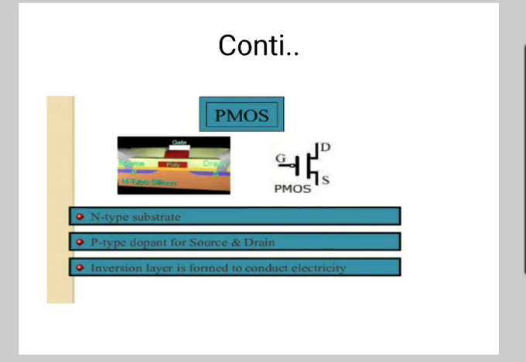So the P-channel transistor symbol has a bubble. Here the bubble on the gate terminal is shown. This bubble specifies that the gate has to be 0 to turn the transistor on. So this is the main difference between the symbol of PMOS and NMOS transistor, the bubble on the gate terminal.